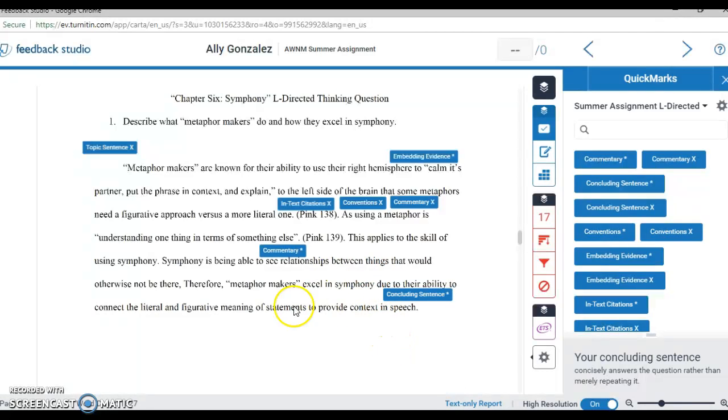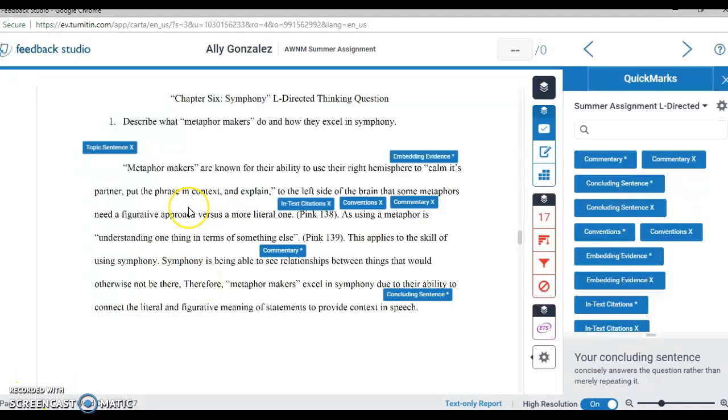After that, I look at the end of your paragraph for a concluding sentence, which should again tie back to the question and let the reader know that the paragraph's ending. I thought you did a nice job with your concluding sentences. They really tied back to the question and summarized what had happened in the paragraph.